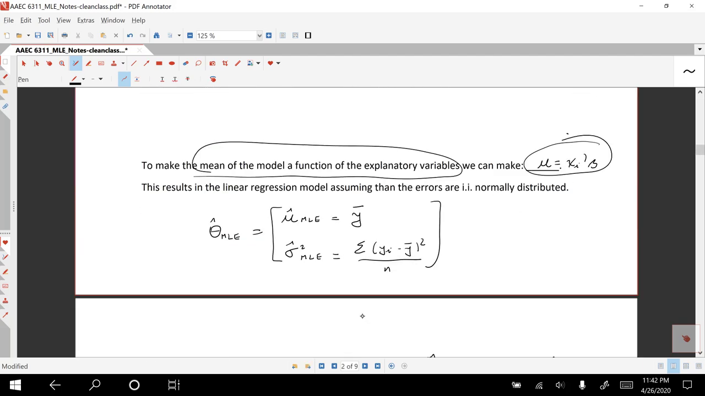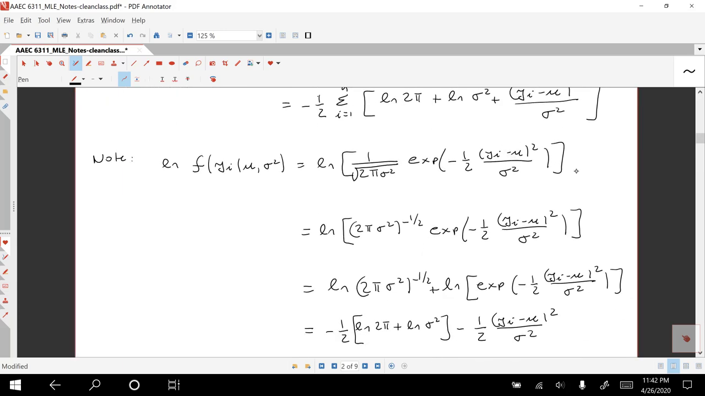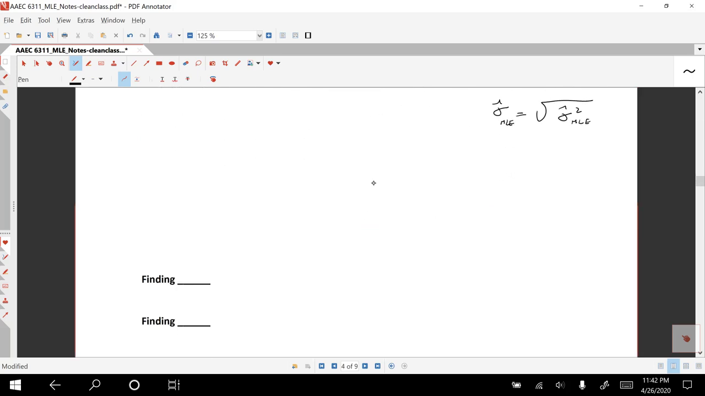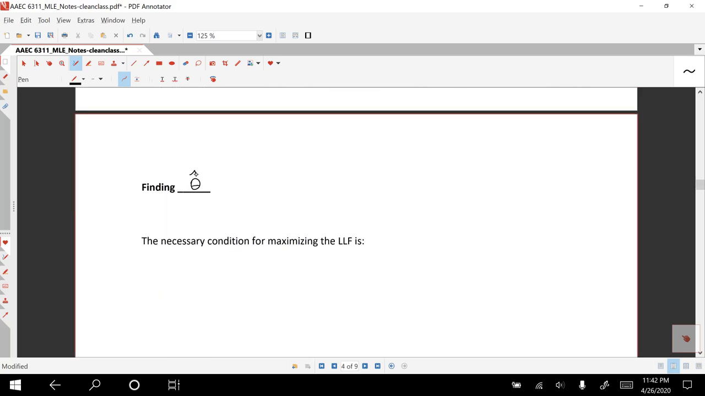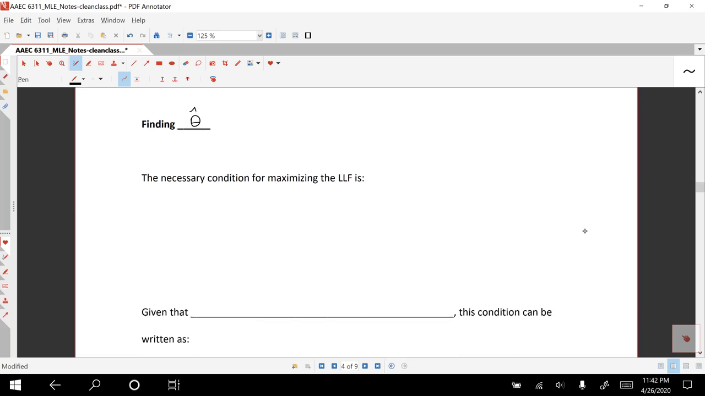Now, we haven't talked about how we are finding that theta, finding theta hat, the MLE. The necessary condition for maximizing the likelihood function is that the derivative of the log likelihood function with respect to theta is equal to zero. Remember, this is from calculus. That is the necessary condition, and then what we do is we solve for theta.